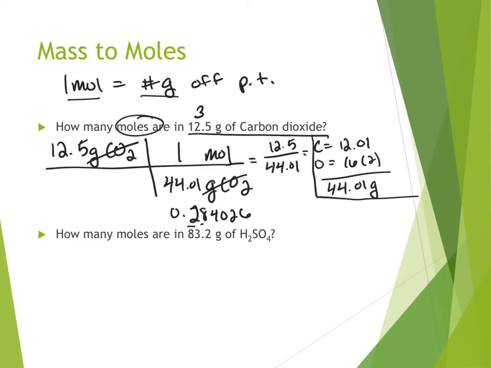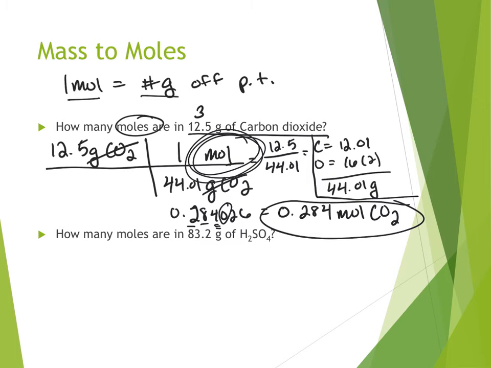So 1, 2, 3. Now that last digit right there, that's the only one that possibly could be rounded. We look at the number next to it. The 0 is going to make it stay the same. So 0.284, that's my 3 significant digits. And then your unit is going to be whatever is left over in that upper right box that's left uncrossed off. So in this case, it is mole. And so there is my answer, 0.284 mole carbon dioxide.